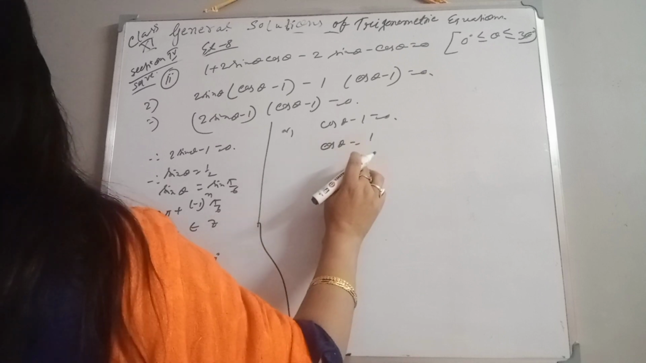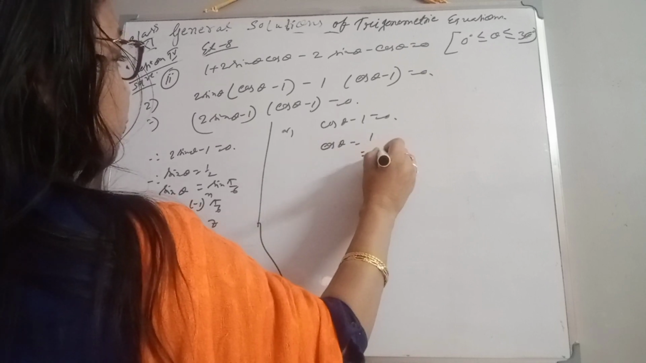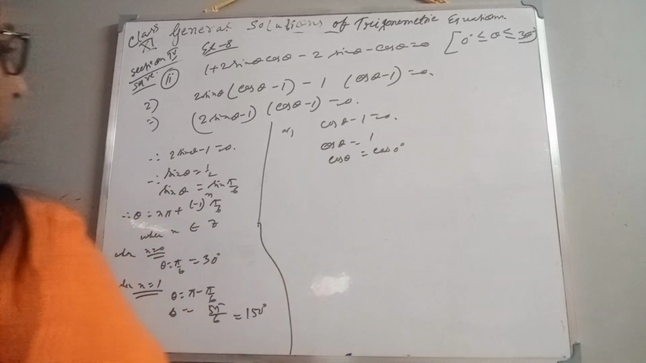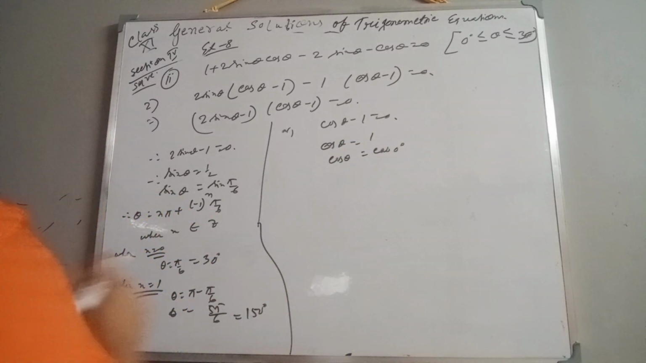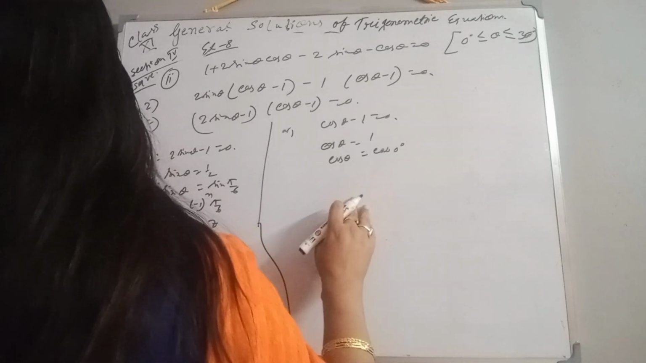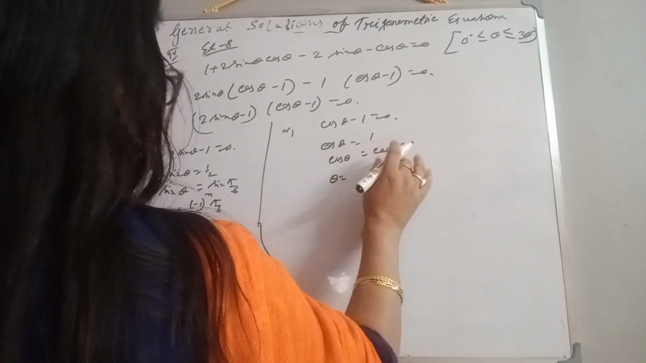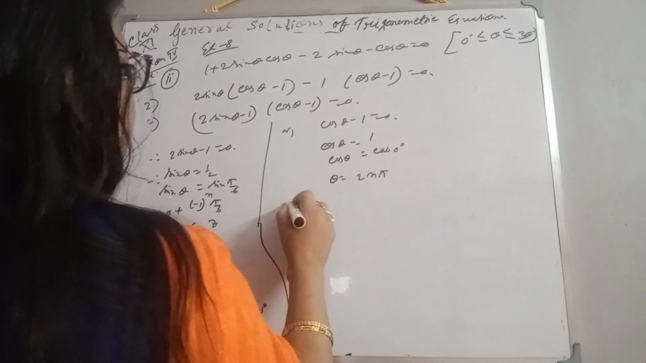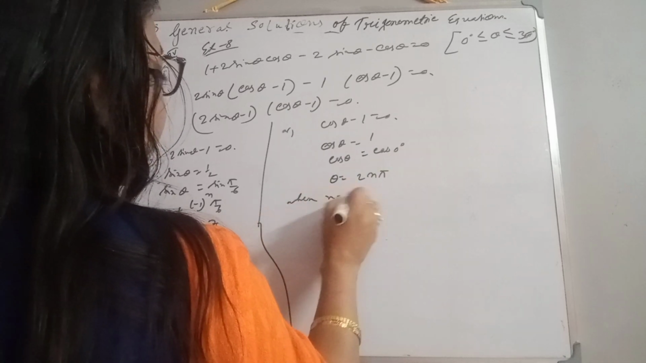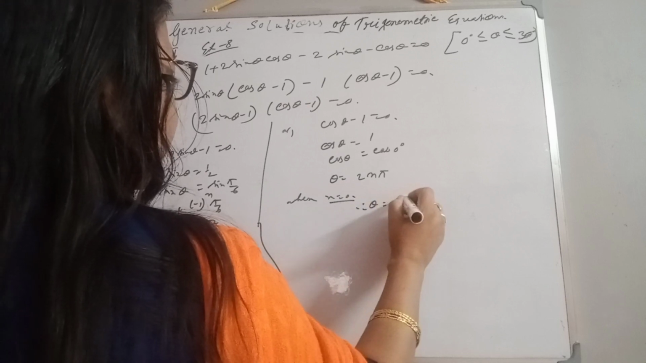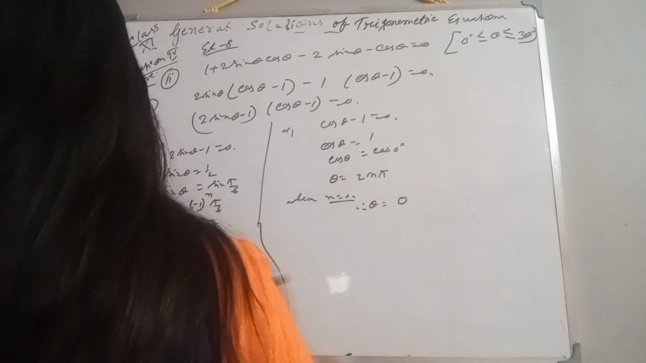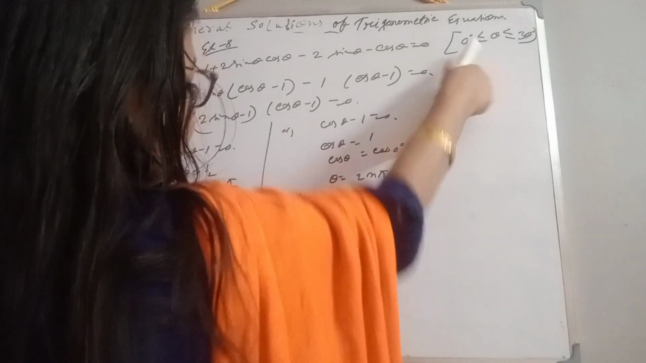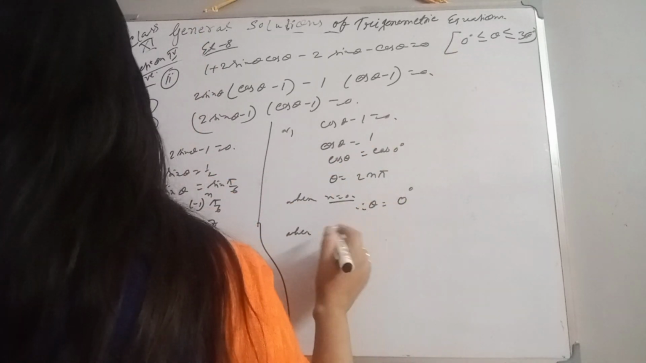Cos theta equals 1, and we know that 1 equals cos 0 degree, as sin 0 degree equals 0, so cos 0 degree is 1. Now theta equals cos alpha means theta equals 2n pi, according to the general solution. Now when n equals 0, then theta is equal to 0. Theta is 0 degree. We can take theta greater than or equal to 0, so 0 degree value we can take.